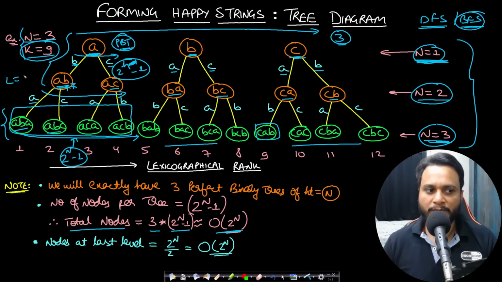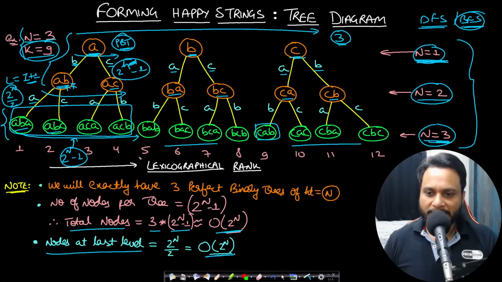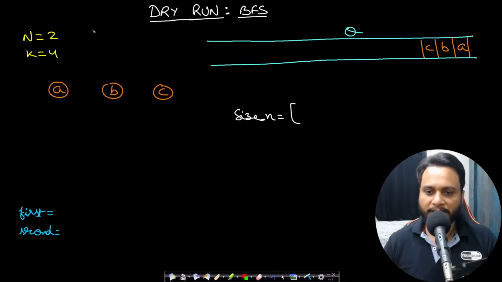So the leaf nodes will be equal to internal nodes plus 1. So you can say that if 2 to the power n nodes are in total, then 2 to the power n by 2 will be in the internal nodes as well as in the leaf nodes, approximately half of them, right? And that is why nodes at the last level will also be order of 2 to the power n. So considering all this, now you can easily estimate the time and space complexity, but let's first look at the dry run and then I will explain that.